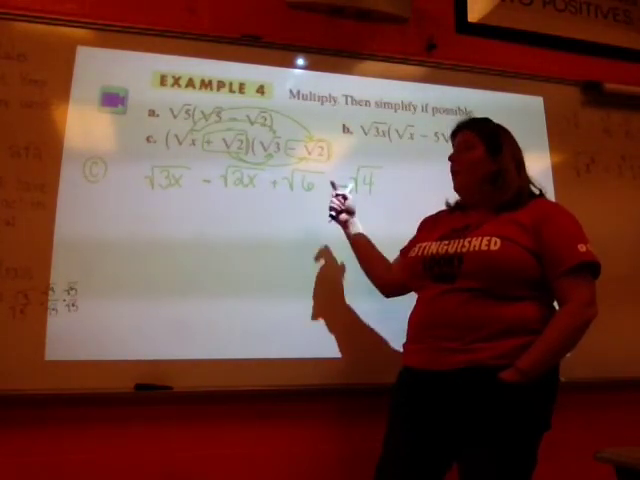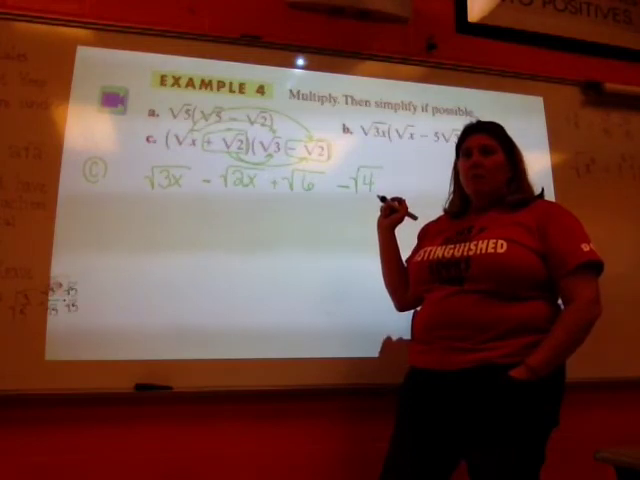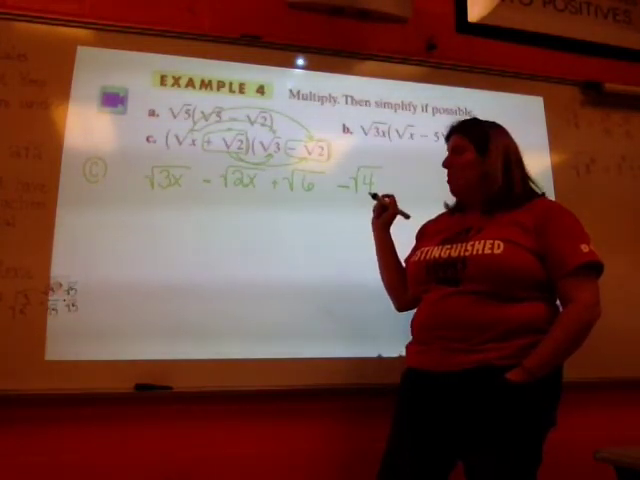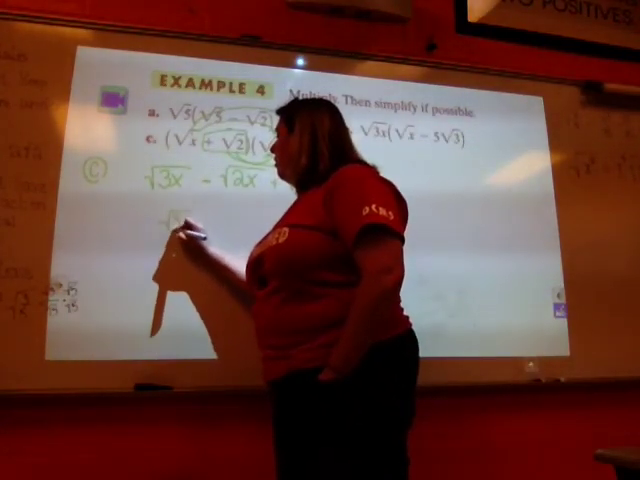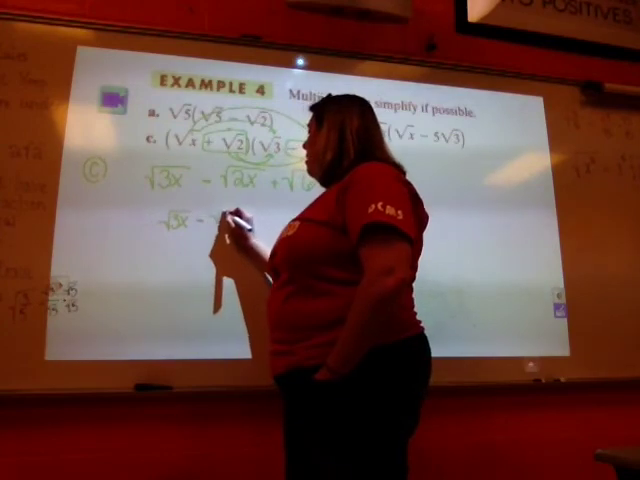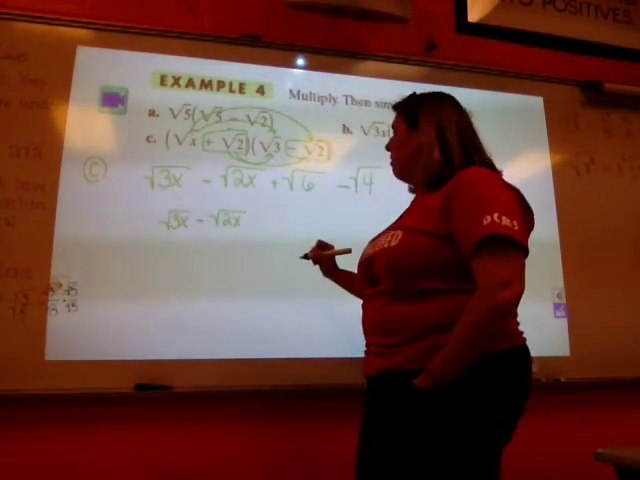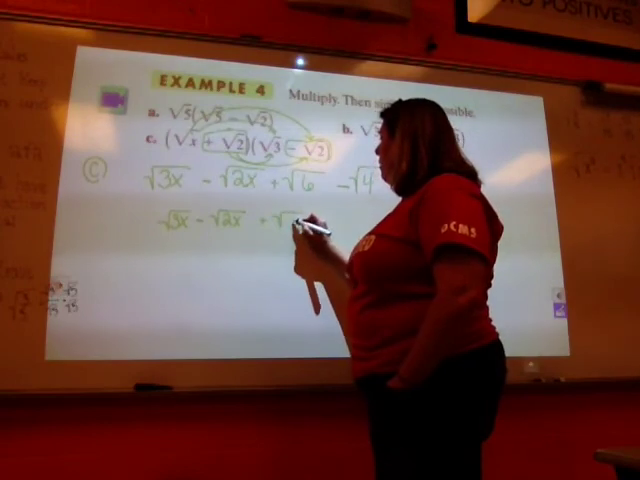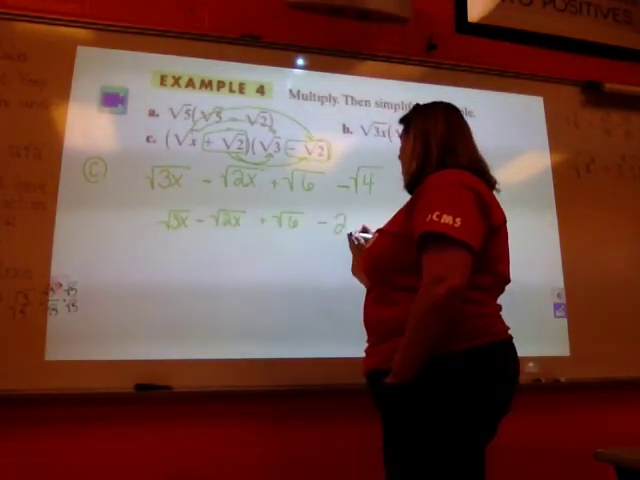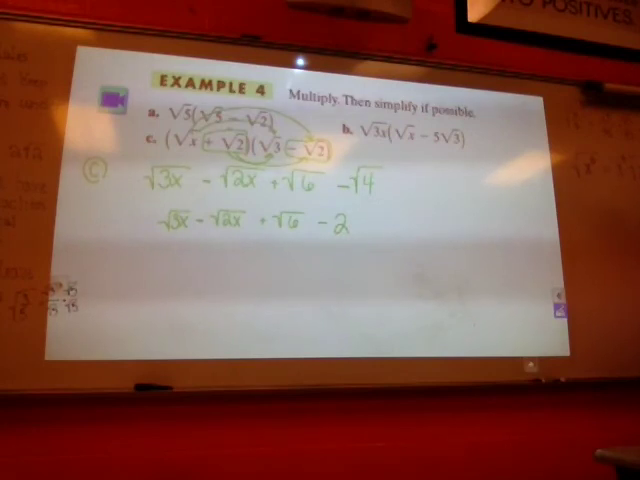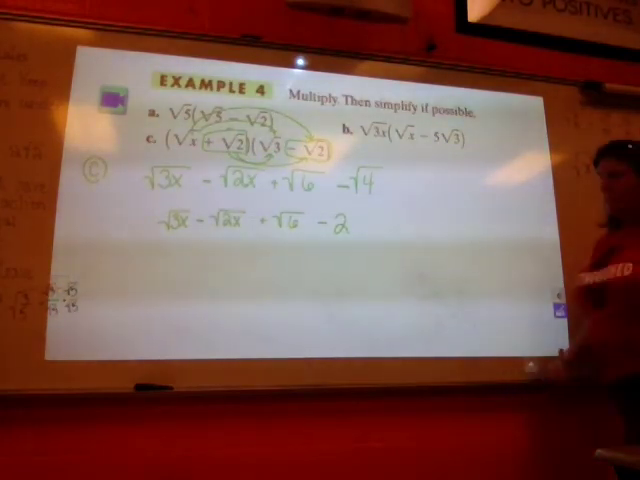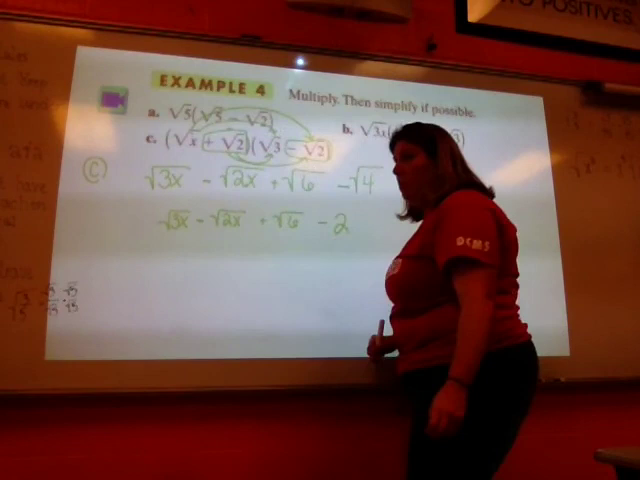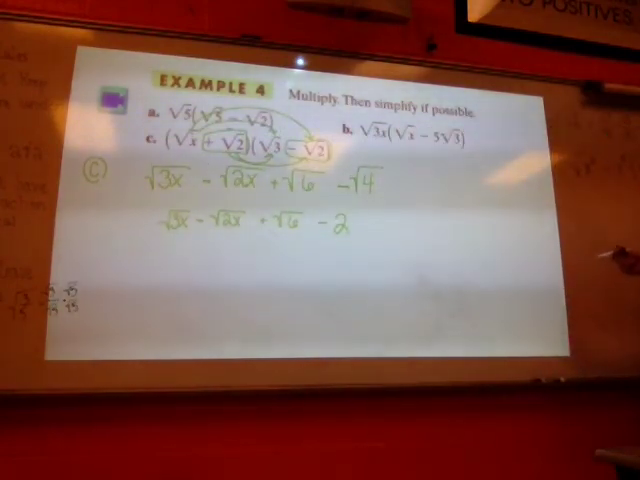Okay? It's like almost. Can I do anything with my square root of 6? 1 and 6, 2 and 3? No. But I can do something with my square root of 4, right? Yeah. So square root of 3x minus the square root of 2x plus the square root of 6 and then minus 2. We okay with that? Yes, no, or maybe? Okay. That was a little more complicated. We good?